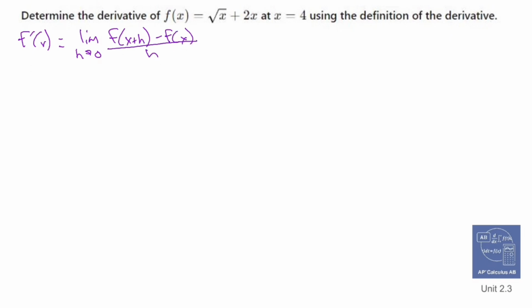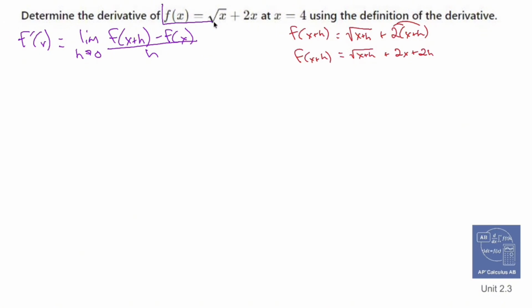So what we really need to do is find out what f of x plus h is, right? And we do that by replacing every x with x plus h. So you become the square root of x plus h, like that, plus 2 times x plus h in parentheses. And then we can quickly distribute that 2, and then we get plus 2x plus 2h, like so. Once we do that, we now have enough information to plug stuff in and do a little bit of math and see what happens.